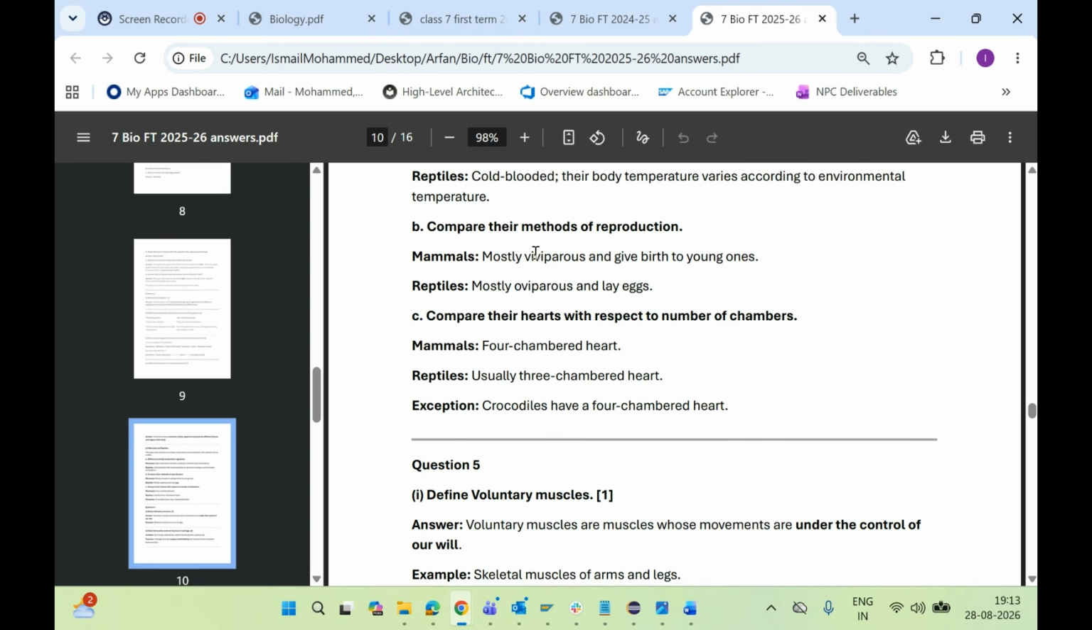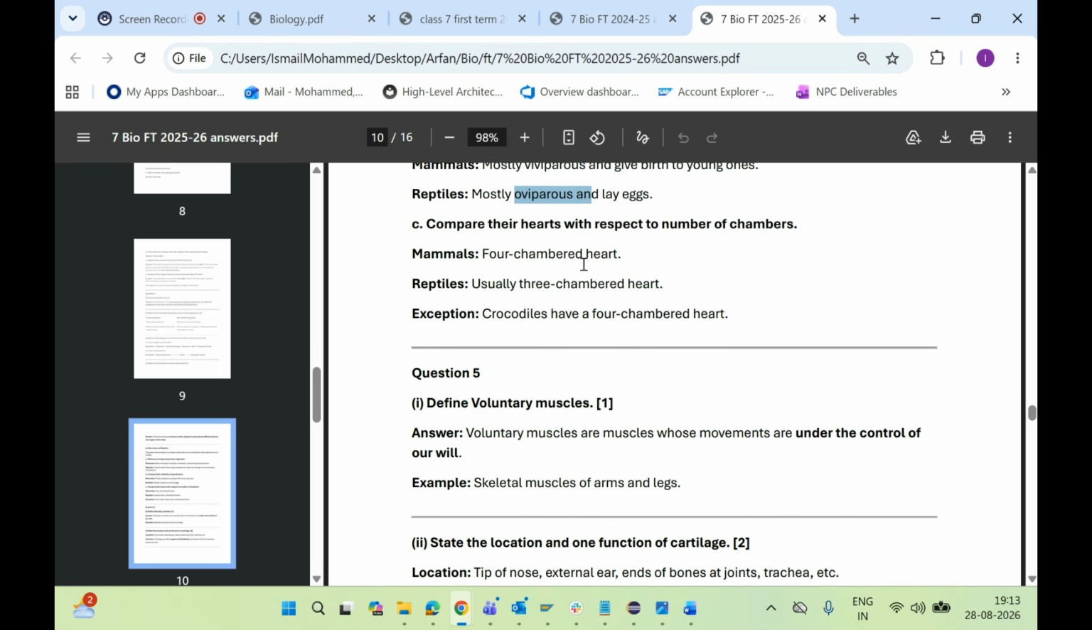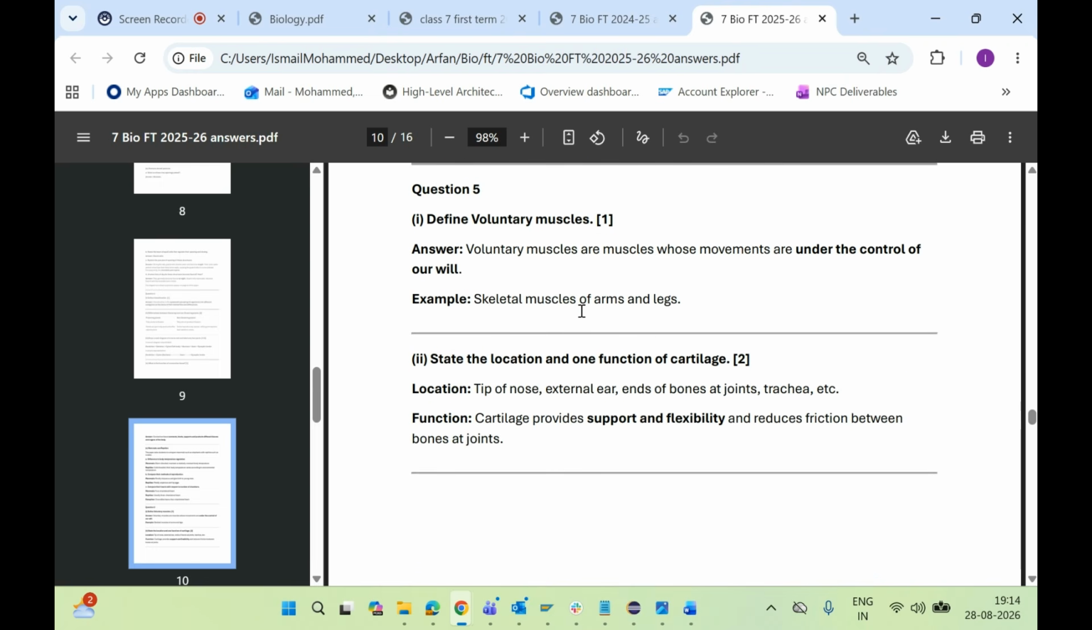Compare the methods of reproduction. Mammals are mostly viviparous, which means they give birth to young ones, whereas reptiles are mostly oviparous, they lay eggs. And compare their hearts. So mammals have a four-chambered heart, reptiles have a three-chambered heart. But there is an exception in the crocodile. Crocodile is a reptile, but it has a four-chambered heart.